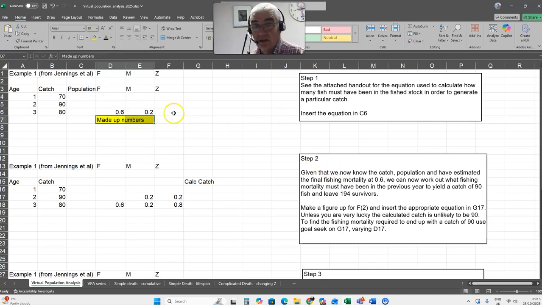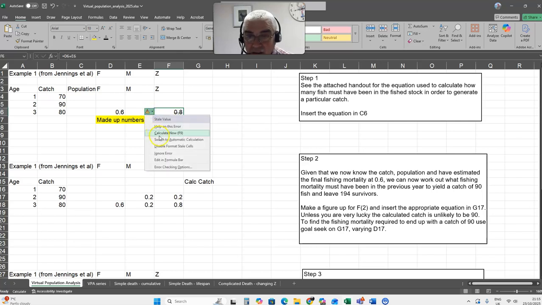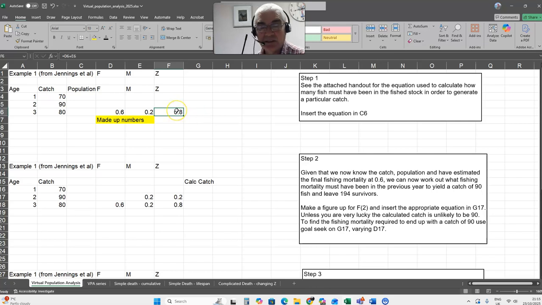Okay. The other number we've got is Z. Now Z is the combination of fishing mortality and natural mortality. So we just add them together. So that equals 0.6 plus 0.2. Right? My spreadsheet's doing something weird here, so I'm just going to say calculate now. It's putting these lines in here, I don't know why. Anyway, so that's 0.8.